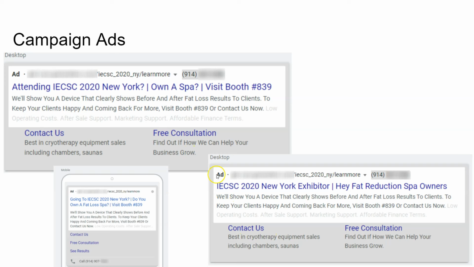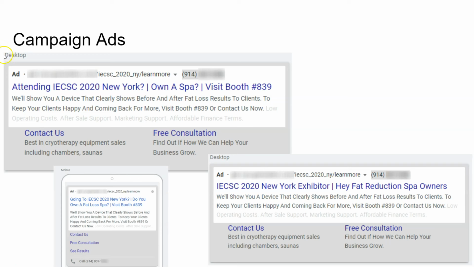And you can see there's a couple different ways to do this. This one here is like if I was running on the exhibitor keyword, I might put exhibitor in there, because that makes it pop a little bit, considering they were looking for exhibitor. And then again, we call out fat reduction spa owners. So just trying to be very clear and call out those people and kind of thin the herd a little bit, because not everybody is going to be a client or a customer. We're just trying to get them to raise their hand.